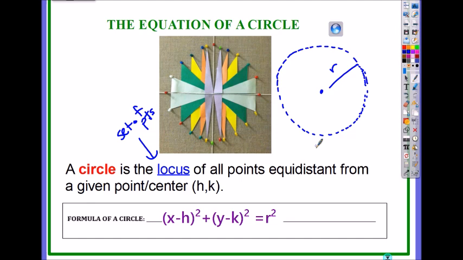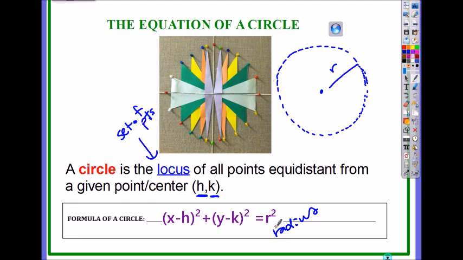It's always (x minus h), which is the x coordinate of the center, close parentheses squared, plus (y minus k), the y coordinate of the center, close parentheses squared, equals, guess what r stands for? Radius. But it's not just equal to the radius, it's radius squared. A lot of you think whatever you see on the right hand side of the equation is the radius. No, it's r squared. Okay?